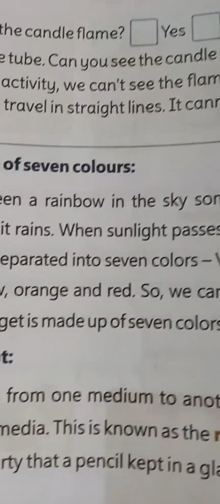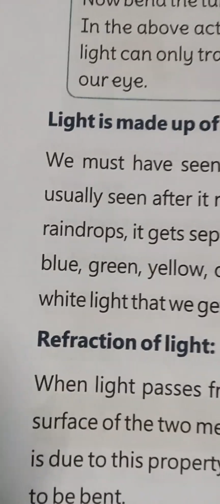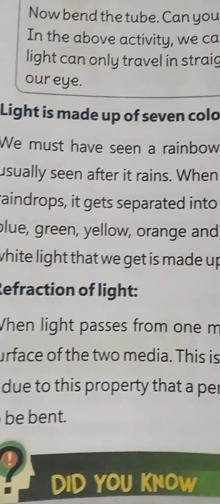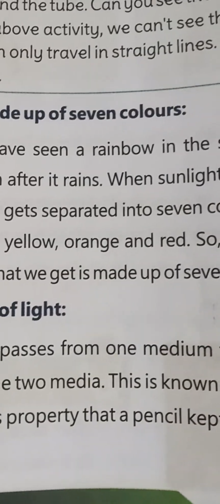Light is made up of seven colors. We must have seen a rainbow in the sky. It is usually seen after it rains. When sunlight passes through the raindrops, it gets separated into seven colors: violet, indigo, blue, green, yellow, orange, and red. So we can say that the white light that we get is made up of seven colors.